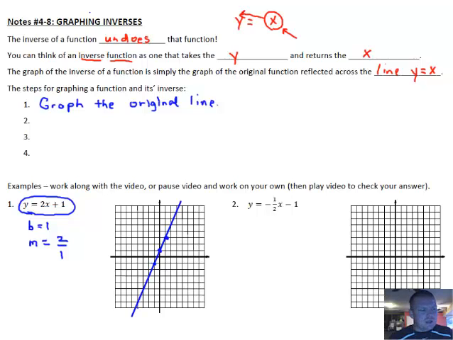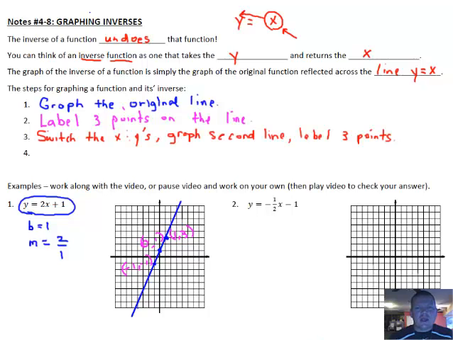The second step is that you want to label 3 points on the line. So I'll label the 3 points that I have drawn on here. This top one is (1, 3). This one is (0, 1). And this bottom one is (-1, -1). Okay, so those are my 3 points on the line.